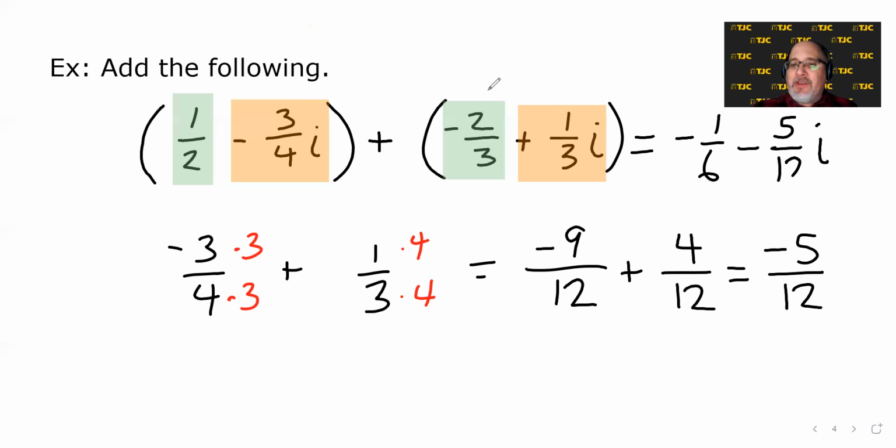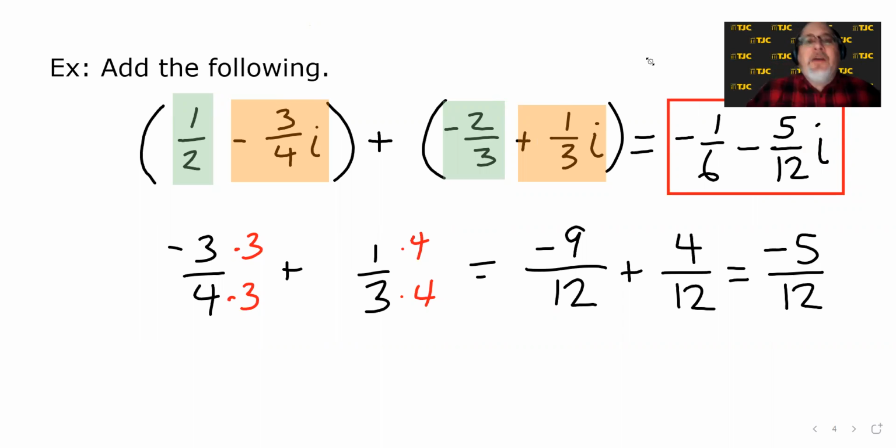Notice that when I wrote the -5/12 in front of the i, I actually put the minus in front of the fraction, whereas it used to be on top with the 5. The main reason I did that is because I knew that my answer was either going to have a plus or a minus in the middle. Because it was negative, I wrote the minus. So 1/2 minus 3/4 i plus -2/3 plus 1/3 i is equal to -1/6 minus 5/12 i. Piece of cake.